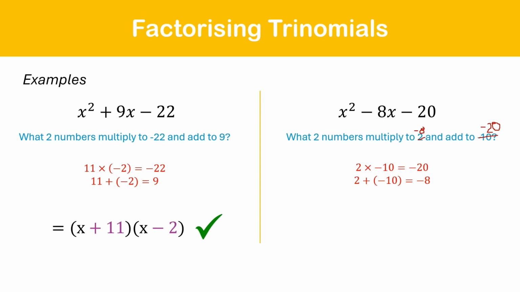Perfect. So what do we do? We put it into the brackets with x at the start, and we put our numbers in. So we end up with x and x, positive 2 plus 2, negative 10 take 10. Well done, and that's our correct answer.